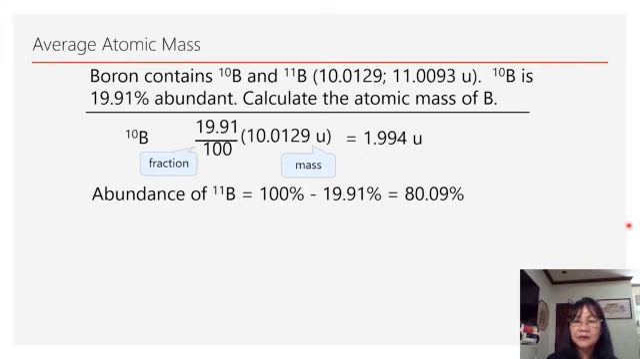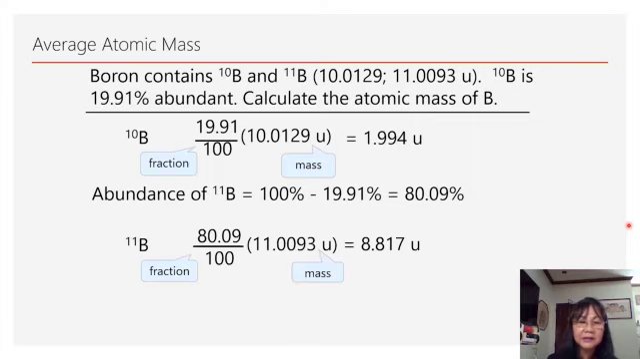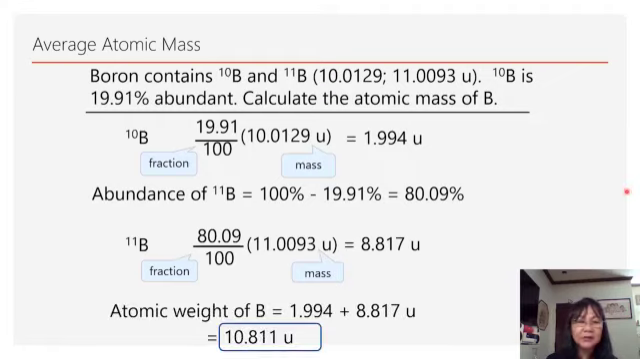So the abundance of boron 11 is 80.09%. So for boron 11, 80.09% is 0.8009 multiplied by 11.0093, so that's 8.817 atomic mass units, while for boron 10, that would be 19.91% of 10.0129, and the relative or average atomic mass of boron is this one. Okay, so this is not part of our lesson. I'm just describing the importance of the different isotopes of an element.